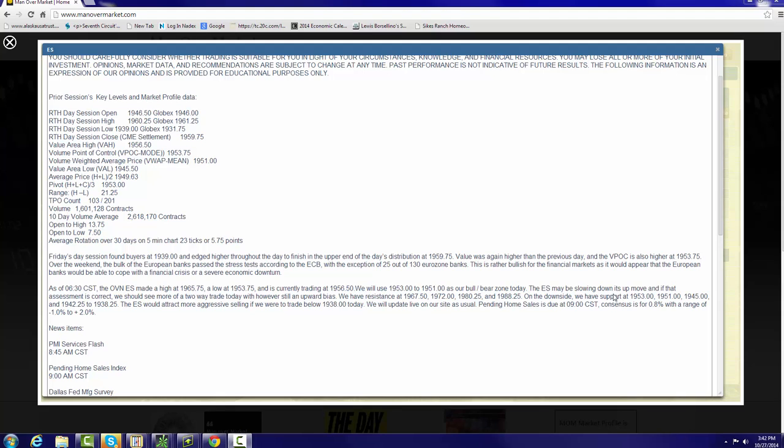ES may be slowing down its up move, and if that assessment is correct, we should see more of a two-way trade today, however still with an upward bias. We have resistance at, and here we give you all the resistance, and then we had support. Our second level was 45, and of course the low was 44 half. So Pat puts this out every morning. This is what you get, and then we have all the other things that are also on this.